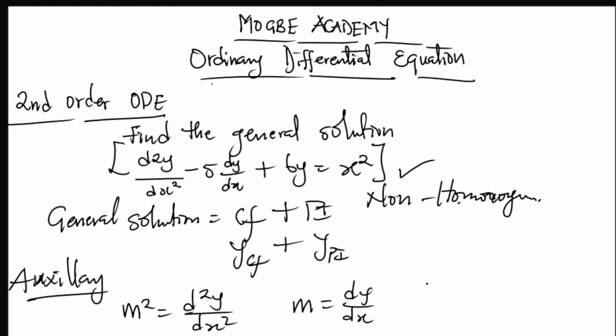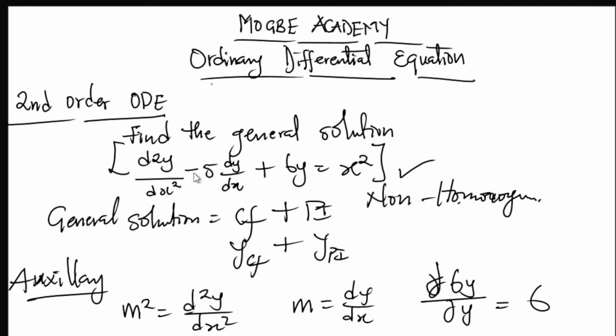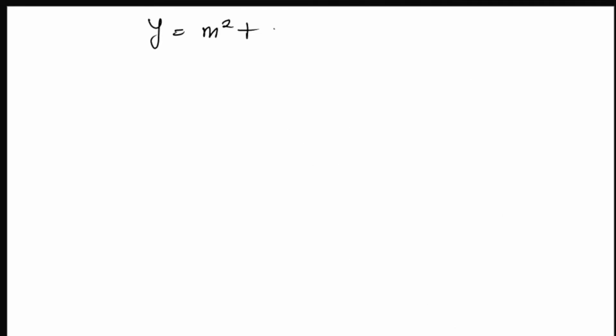And finally, if we differentiate 6y with respect to y, we simply have 6. So we are assuming that your 6y here will be equal to 6. So your new equation from your auxiliary equation will simply be y equal to m square, then remember, is it plus or minus? We'll simply have minus 5.